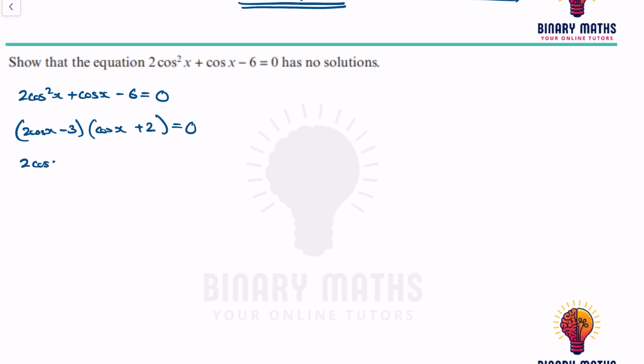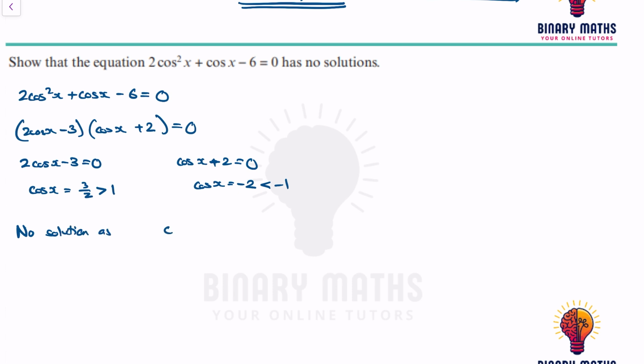So either I have 2 cos x minus 3 equals 0, or I've got cos x plus 2 is equal to 0. If I rearrange this, I get cos x is equal to 3 over 2, and cos x is equal to negative 2. Both of them have no solution. This is greater than 1. This is less than minus 1. No solution, as the range of cos x is between minus 1 and 1. Therefore, outside the range of cos x.